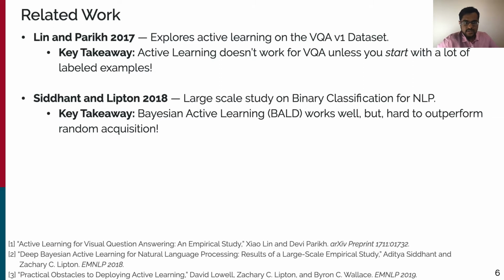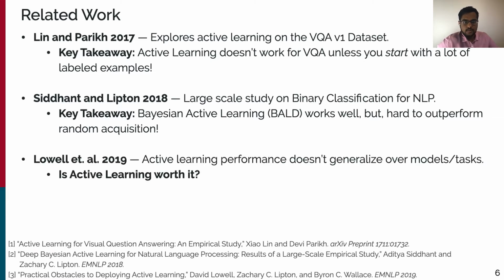In a similar vein, though not related to VQA, Siddhant and Lipton performed a large-scale study of various active learning methods on binary classification tasks in NLP. While they identify Bayesian active learning, or BALD, as a solid strategy, there's a general trend in their results about how the delta between active learning and random baselines is rather small.